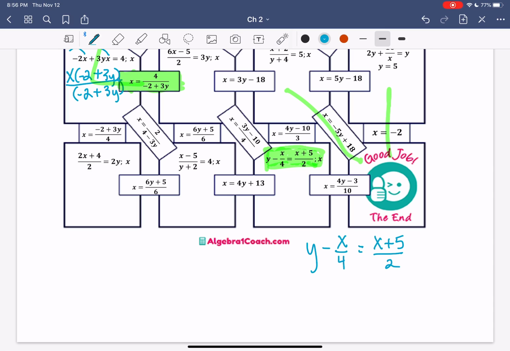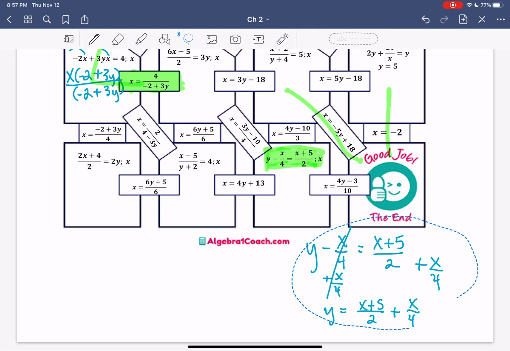I think this is kind of weird, because if you... Oh, I guess you could go backwards. Okay. I think the first thing I'm going to do is add x over 4 to both sides. Get y equals x plus 5 over 2 plus x over 4. I need way more space. Okay.